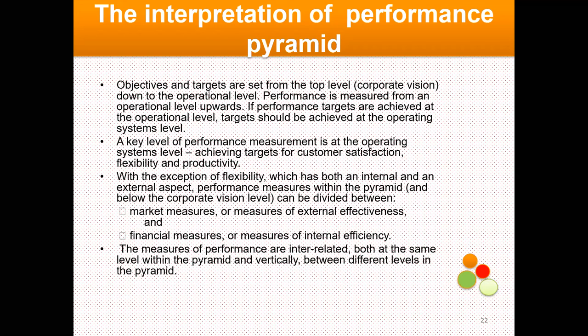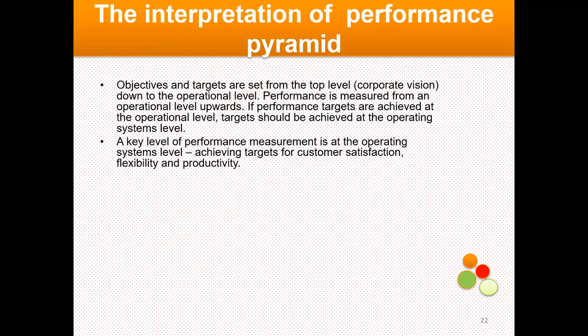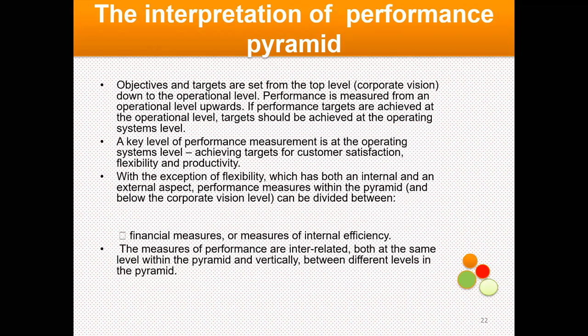Another thing we note, point two, is that a key level of performance measurement is at the operating systems level. This is the operating systems level, which we already talked about. Three things define it: customer satisfaction, flexibility, and productivity. So basically, objectives are set at the top and flow down to the bottom. Then we use that to set targets for the organization. And once we achieve the targets operationally, we'll be able to achieve the targets upwards.